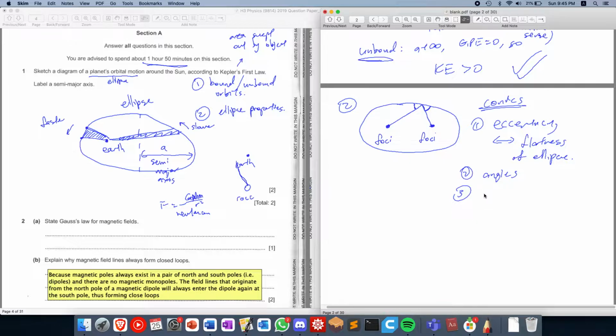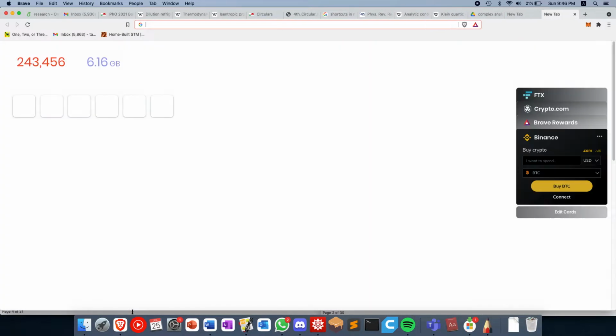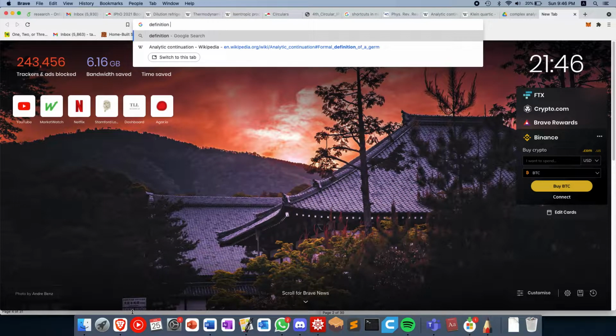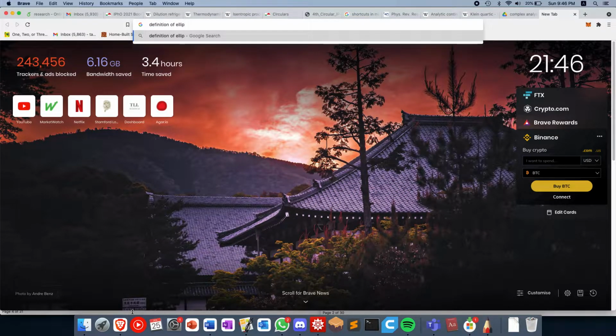So lastly is lengths. For an ellipse, the sum of the lengths D1 and D2 is always going to be constant, wherever this point D is. So you can move this point around anywhere on the ellipse, and D1 plus D2 is constant. And in fact, that's the definition of an ellipse, the way ellipses are defined.